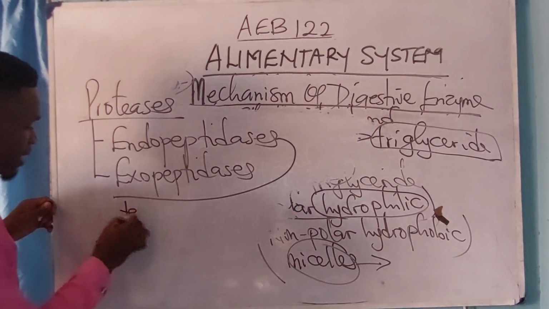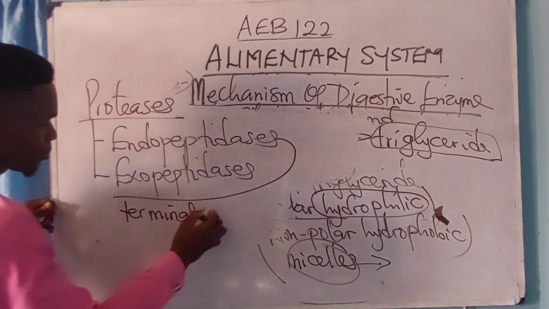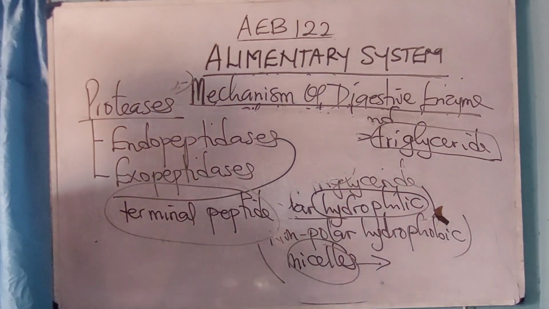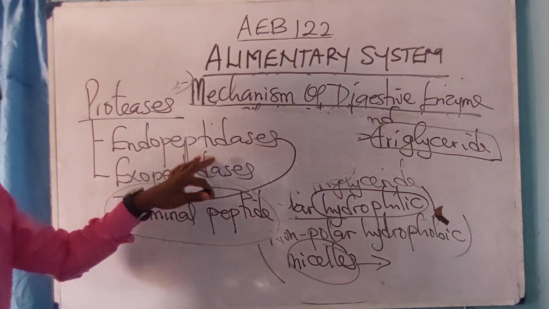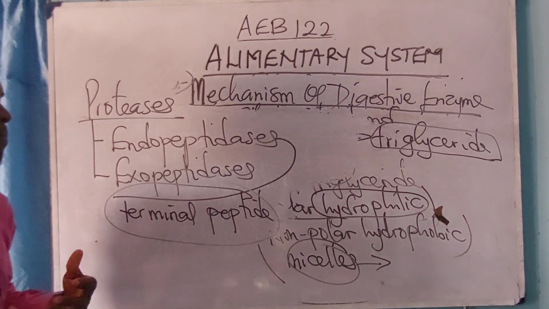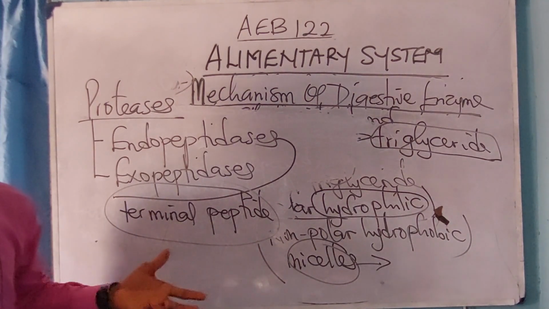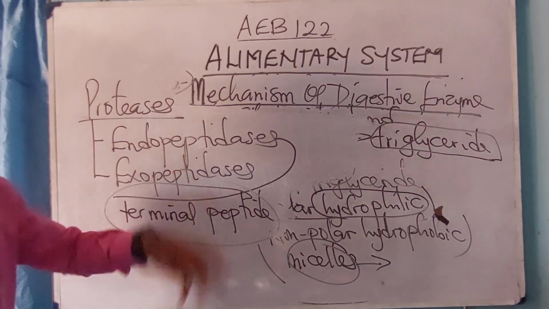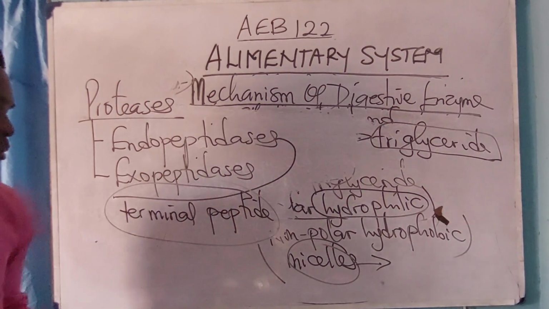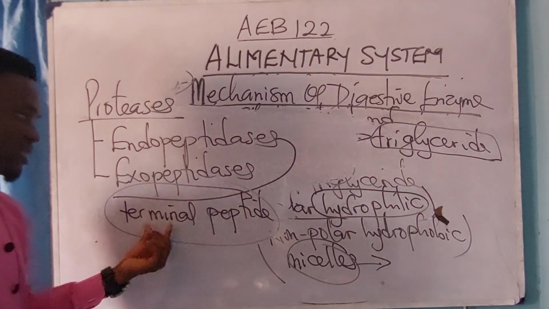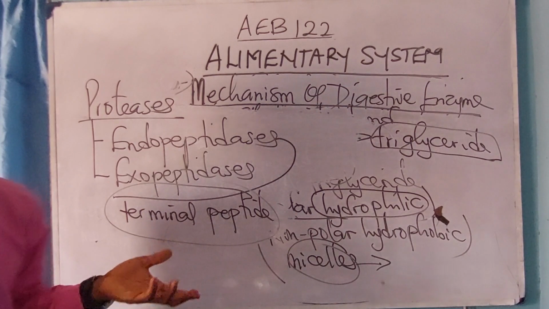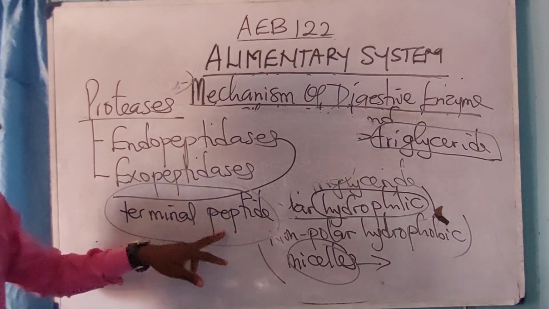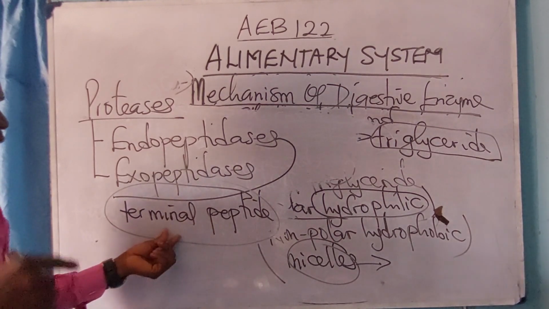Take note of that. Terminal peptide, thereby converting it into what? Amino acid. Now, what the endopeptidases do is just to render the peptide bond vulnerable. They divide it into different sections, like split on it, work on it, after which the exopeptidases are to complete the function or the reaction. What they do is just to act on this terminal peptide, thereby converting it into what? Amino acid.